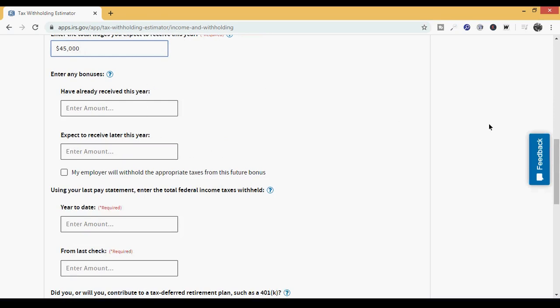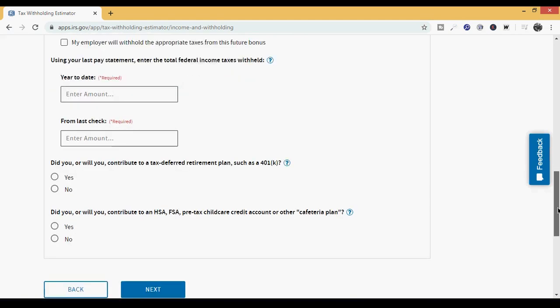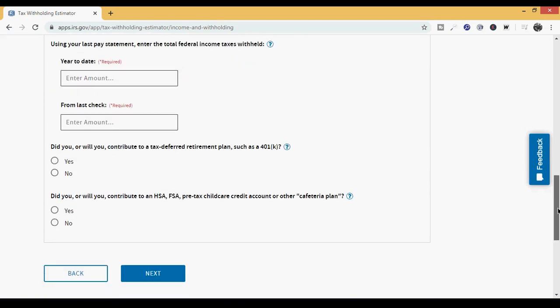Enter any bonuses. They don't have any bonuses to enter, but basically the IRS wants to know where your money is coming from, how much is coming from it, and how they can tax it. Using your last pay statement, enter the total federal taxes withheld. So in this example, we're going to go with the year to date. Keep in mind, this is all going to be revealed on your check stub. You don't have to guess any of this.